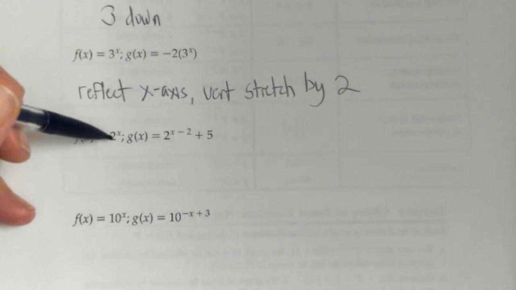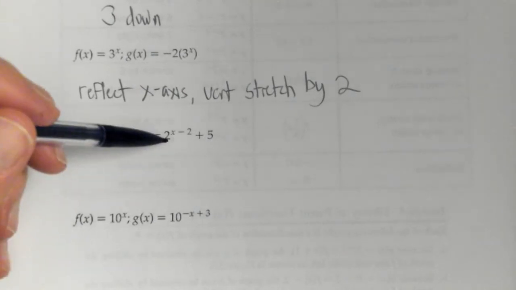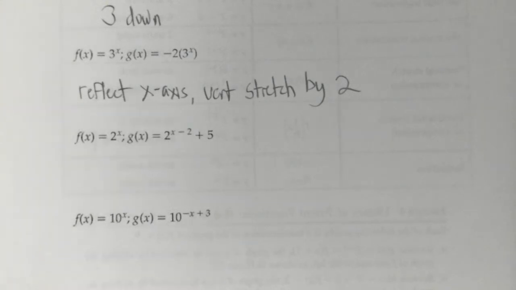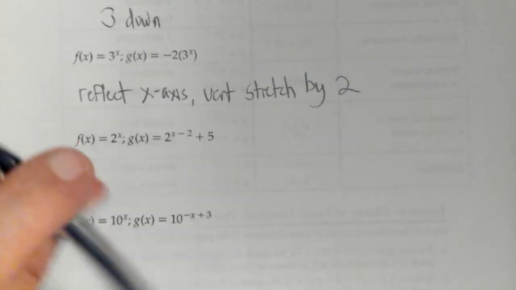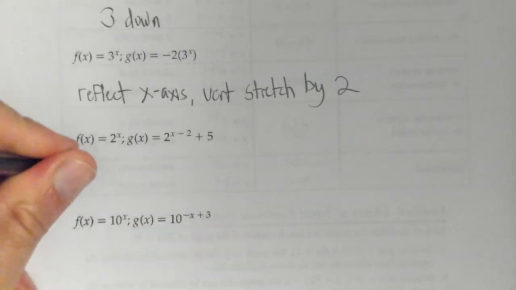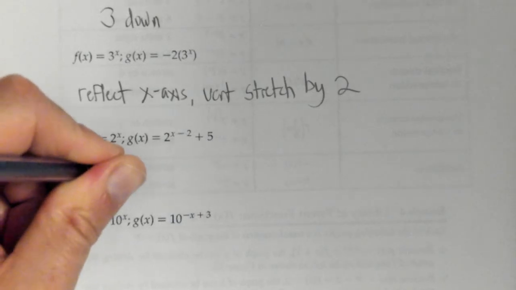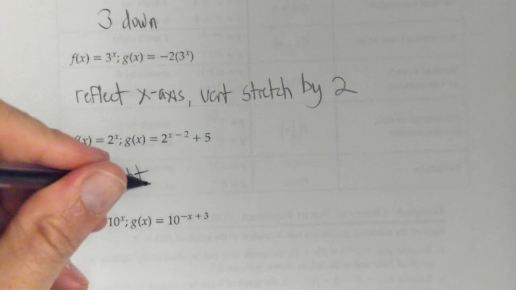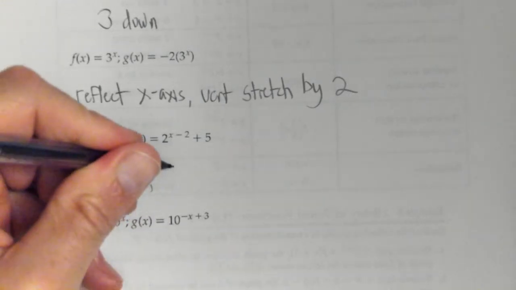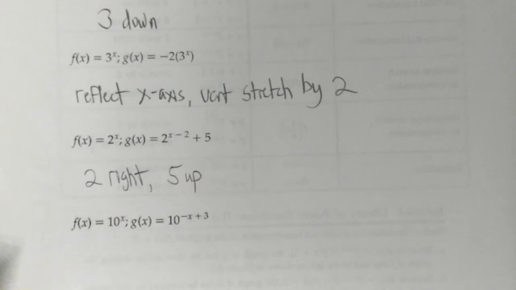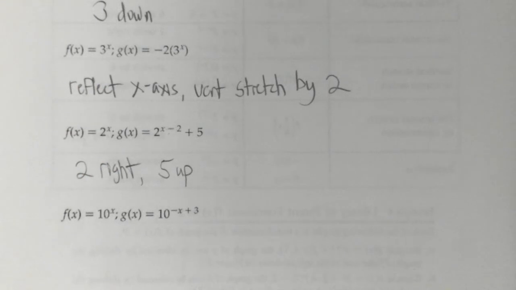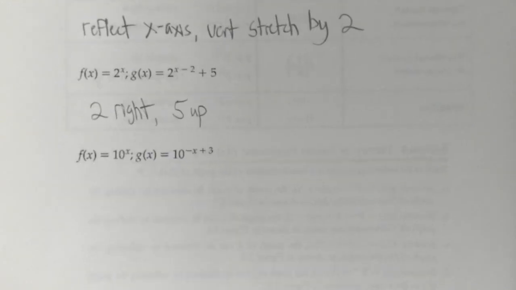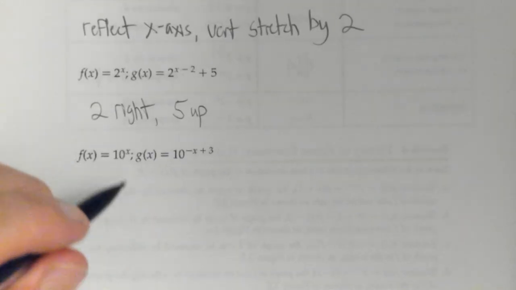So this time I start with 2 to the x power, and that changes to 2 to the x minus 2 plus 5. Well, remember, minus 2 directly to it is going to cause it to move to the right, so that'll be 2 to the right. And adding 5 directly to the end of it is going to cause it to move 5 up. Once again, you can refer back to your chart if you don't remember that, and you can also graph the two of them and see what happened to come up with the right answer. Okay?